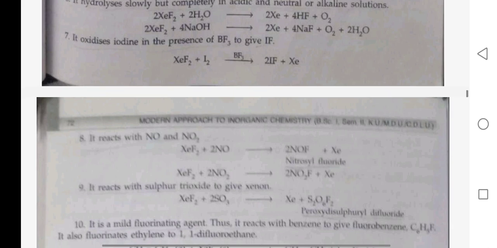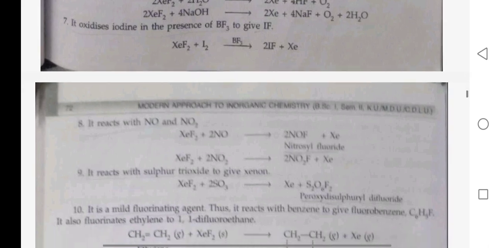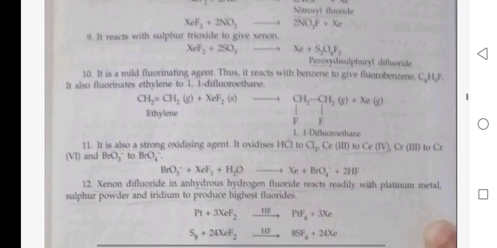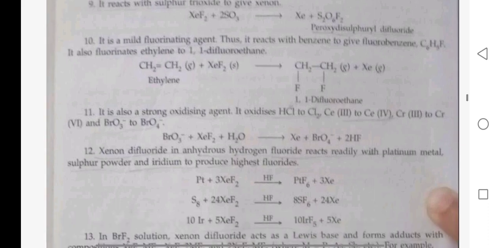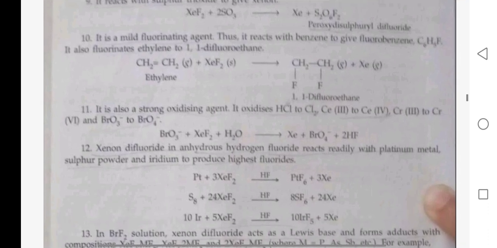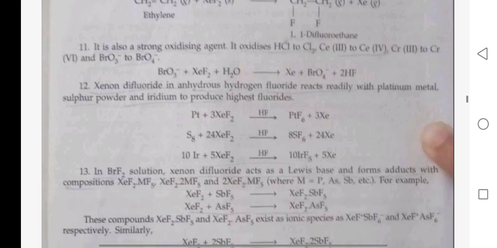It oxidizes iodine in the presence of BF3 to give IF. It reacts with NO and NO2. It reacts with sulfur trioxide. It is a mild fluorinating agent. Thus, it reacts with benzene to give fluorobenzene. It also fluorinates ethylene to 1,1-difluoroethane. It is also a strong oxidizing agent. It oxidizes HCl to Cl2, Ce to Ce4+, Cr3+ to Cr4+, and BrO3- to BrO4-.